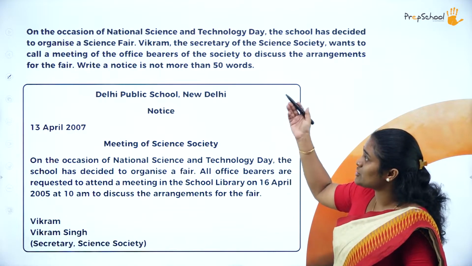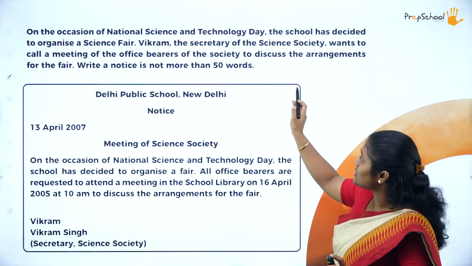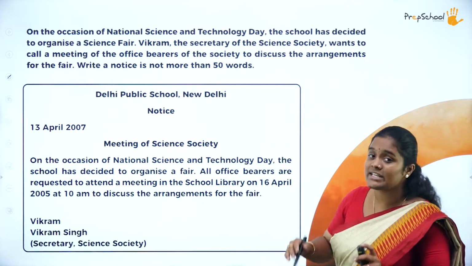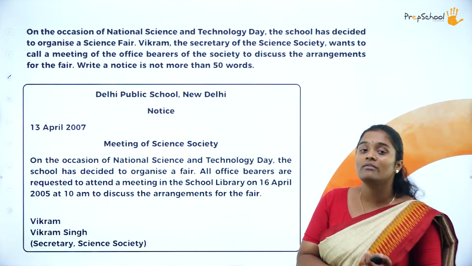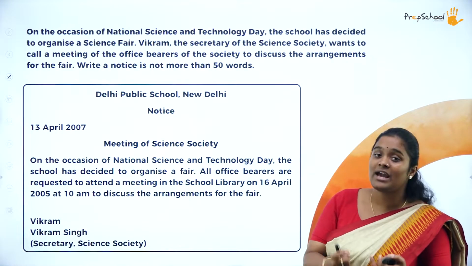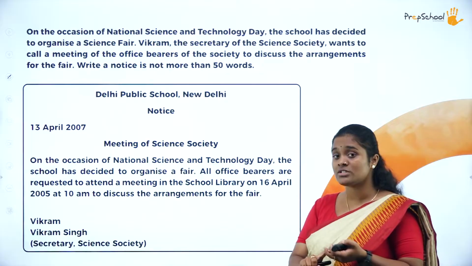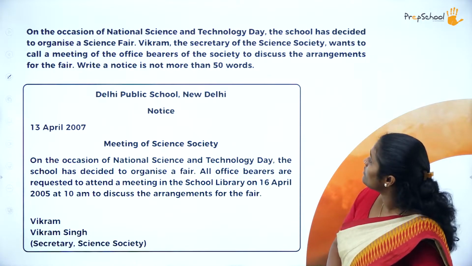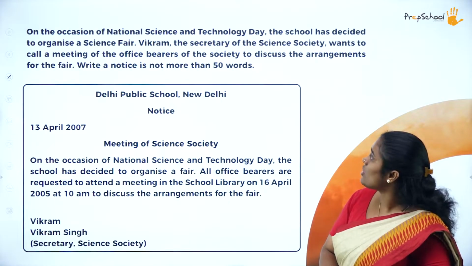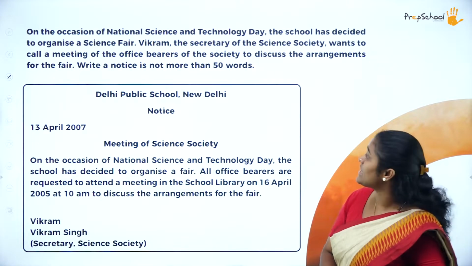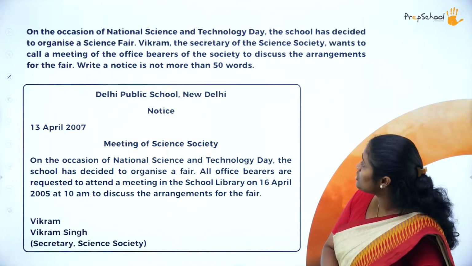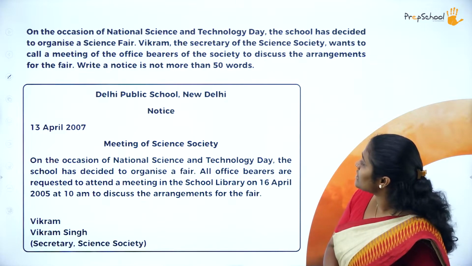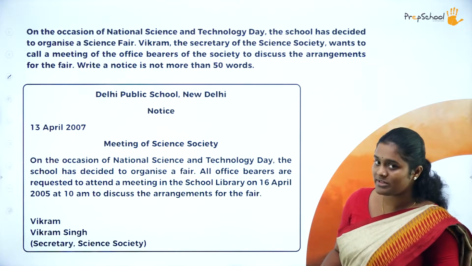On the occasion of National Science and Technology Day, the school has decided to organize a science fair. So on the occasion of the National Science and Technology Day, we have a science fair going on, 2 informations, got it. Then Vikram, the secretary of the Science Society, wants to call a meeting of the office bearers of the society. Vikram is the secretary. We got the name and his position is Secretary of the Science Society. We also got that to discuss the arrangements for the fair, whatever the arrangement that needs to be done.